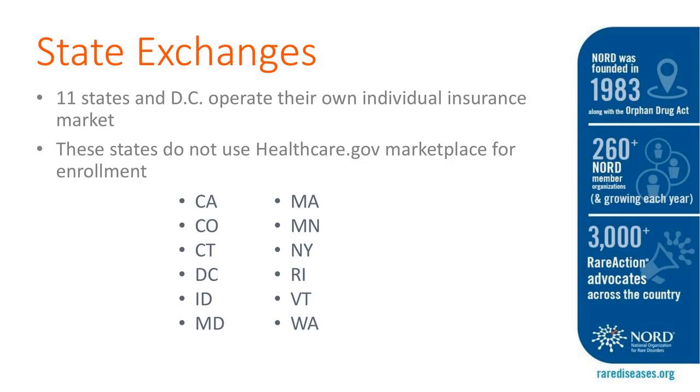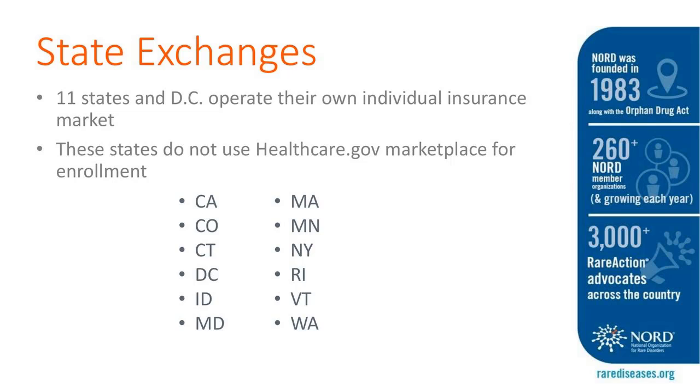So if you lived in California or Massachusetts, for instance, and you went to enroll in an individual plan, you went to healthcare.gov, you're going to put in your information, but that website is going to refer you and link you out to your state-based insurance exchange. So you'll sign up through your state. You're not going to sign up through healthcare.gov.